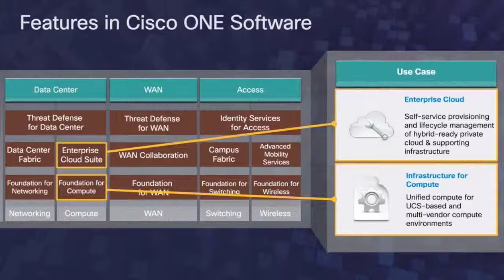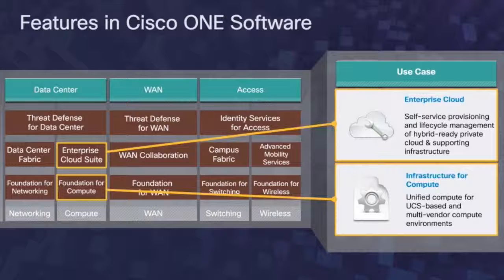In addition, Foundation for Compute provides a self-service catalog of infrastructure compute services for end-user consumption, secure data center extension and workload mobility between private and public clouds, and multi-hypervisor virtual machine networking with operational consistency. For rapid and error-free deployment of compute resources to support new business demands, think Cisco One Foundation for Compute.